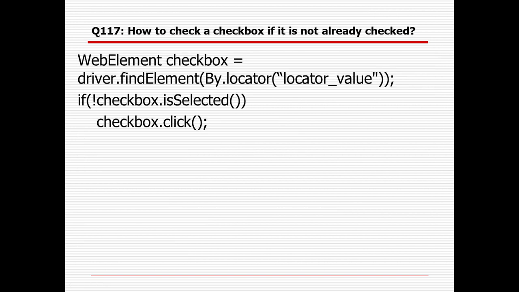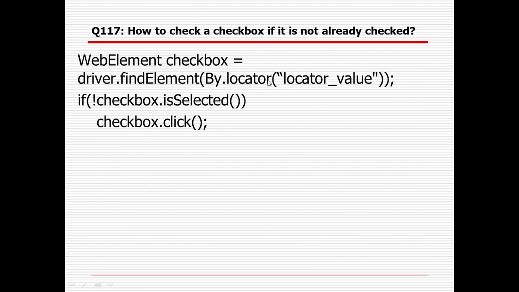How to check a checkbox if it is already checked or not? How to check means how to click. Suppose a checkbox you can check and uncheck. But in case it is already checked, and you check it again, it will be unchecked. So first you need to check whether the checkbox is already checked or not. Only in case it is not checked, then you click it. In case it is checked, it will not click. Otherwise, it will be unchecked again. So first you need to create the web element for the checkbox.